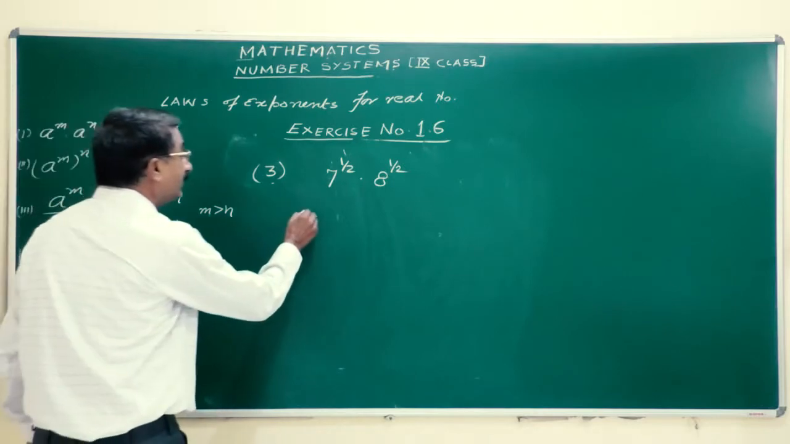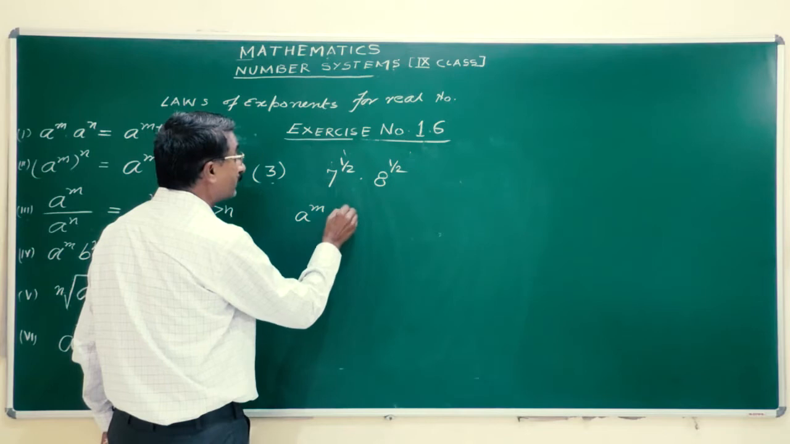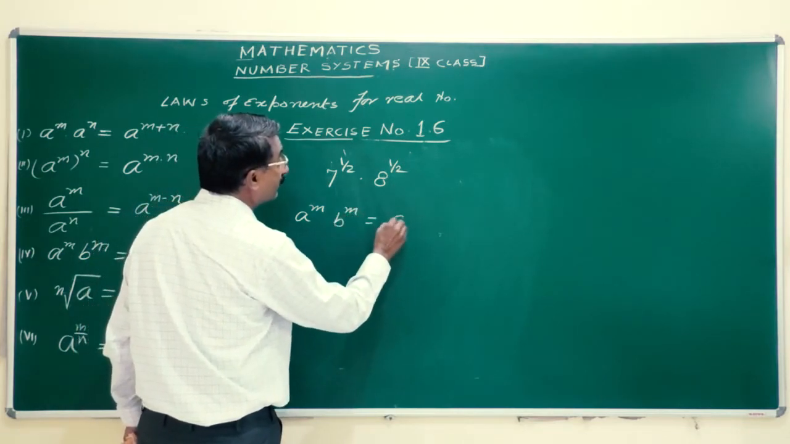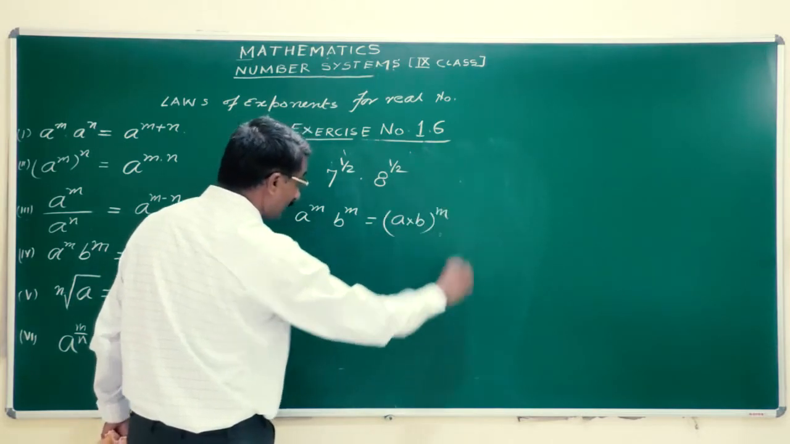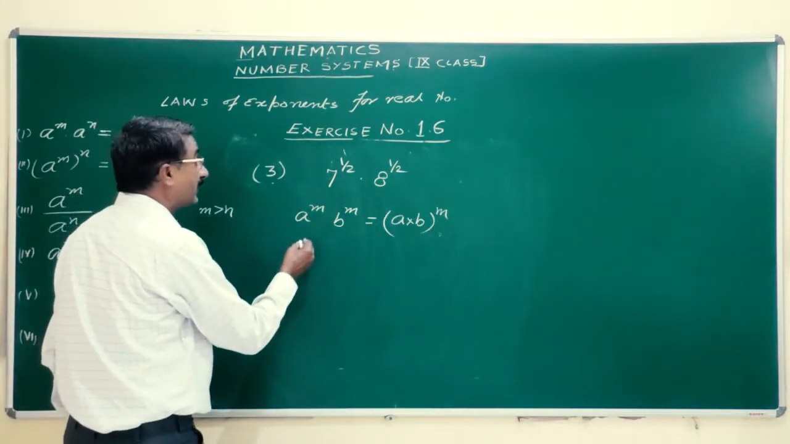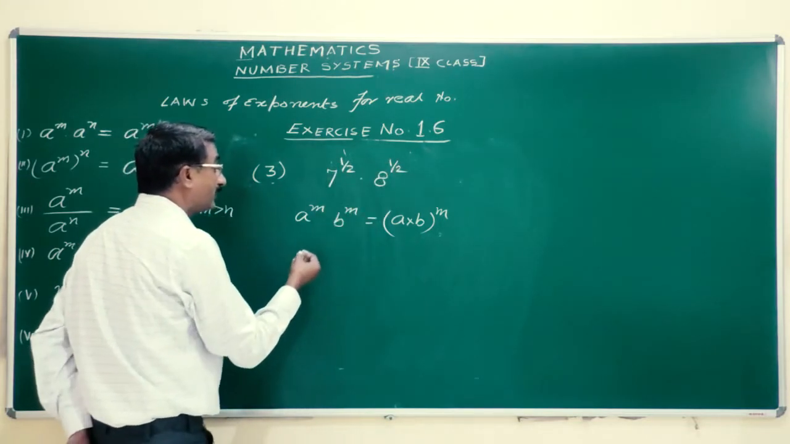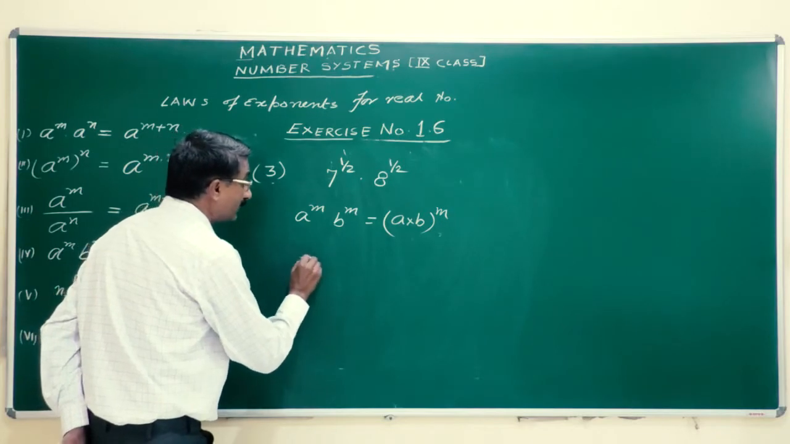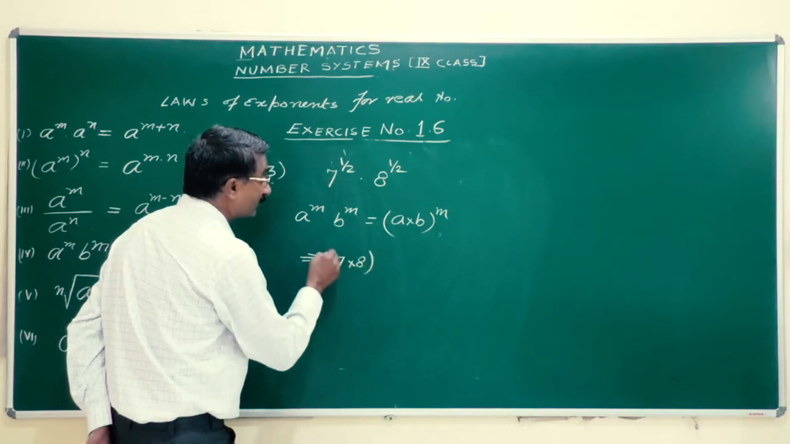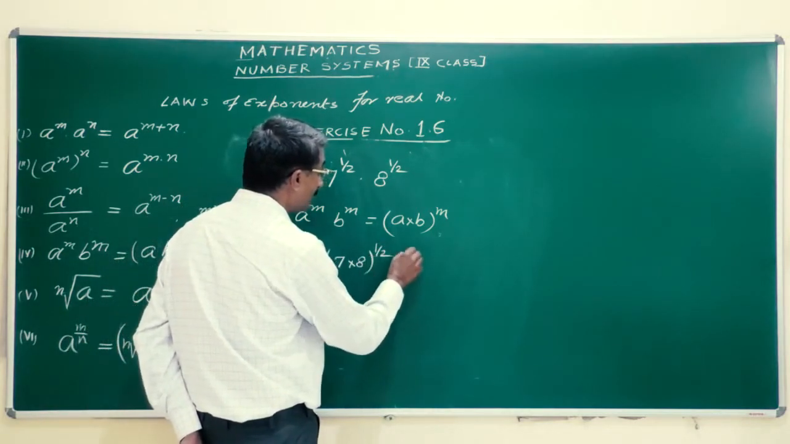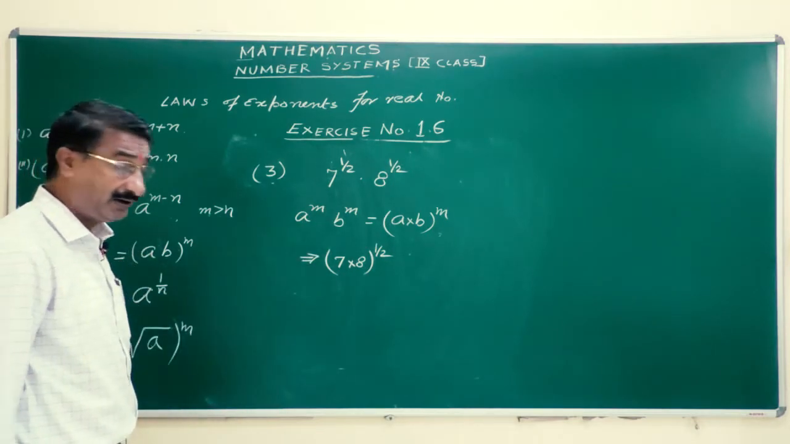Fourth identity: a raised to the power m, b raised to the power m is equal to a into b whole raised to the power m. So here a is 7, b is 8, power is same, that is m equals 1 by 2. So it is equal to 7 into 8 raised to the power 1 by 2. Power is not multiplied, okay, base is multiplied, power will remain same.